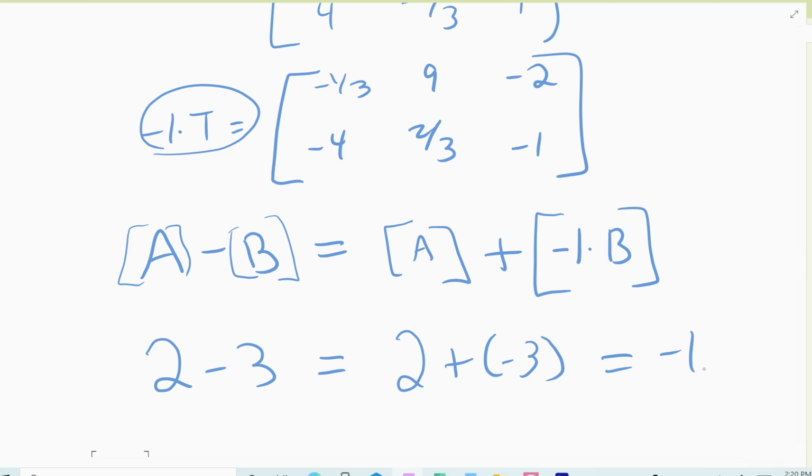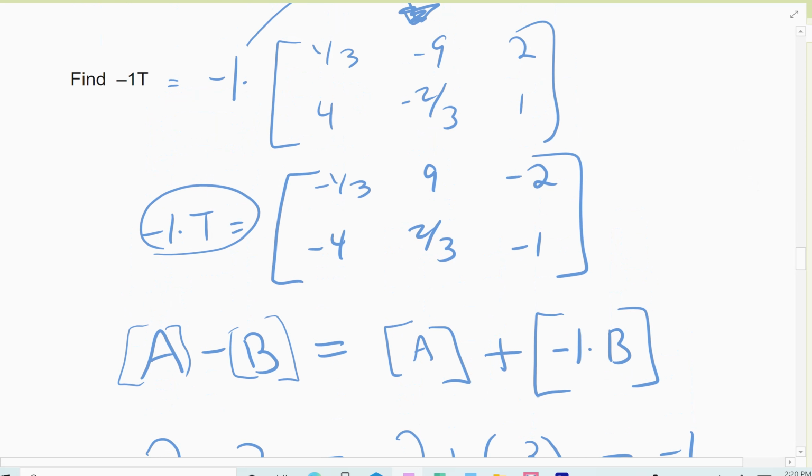It's really easy to multiply through by a negative 1, right? If I multiply through by a negative 1, all I'm doing is changing my sign on every single term. And that's kind of a trick that I will use to get around a little bit of dealing with the negative.